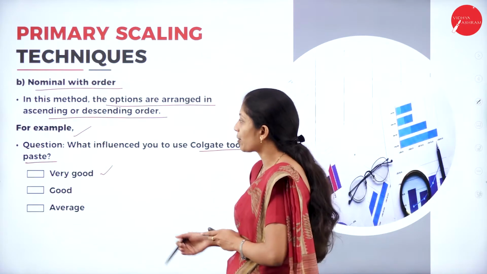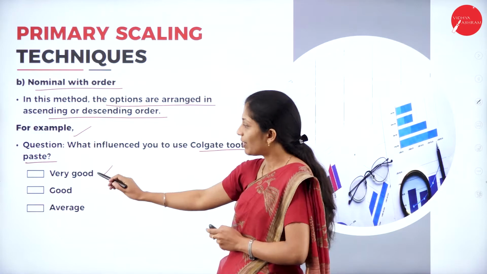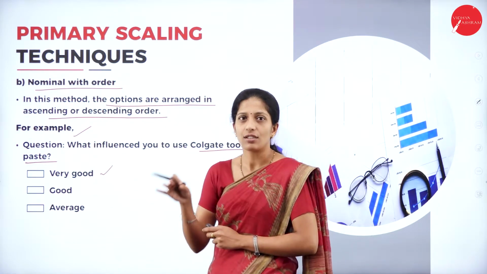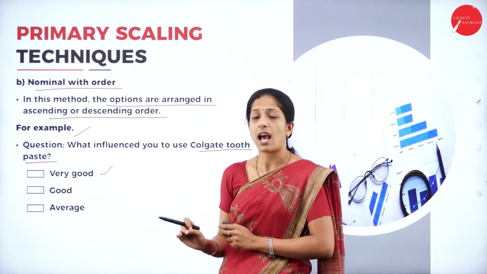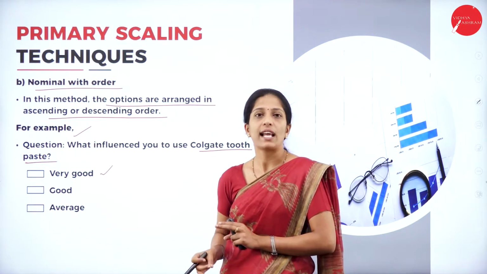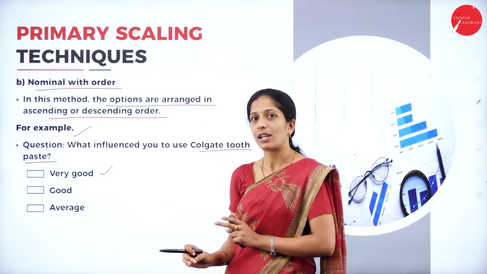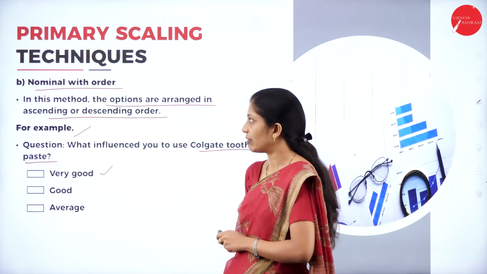Suppose in the earlier problem it was in order. So, very good, next it is good, next is average. In the same way if we go on like that, so bad, next is very bad. So, like that the options can be given.